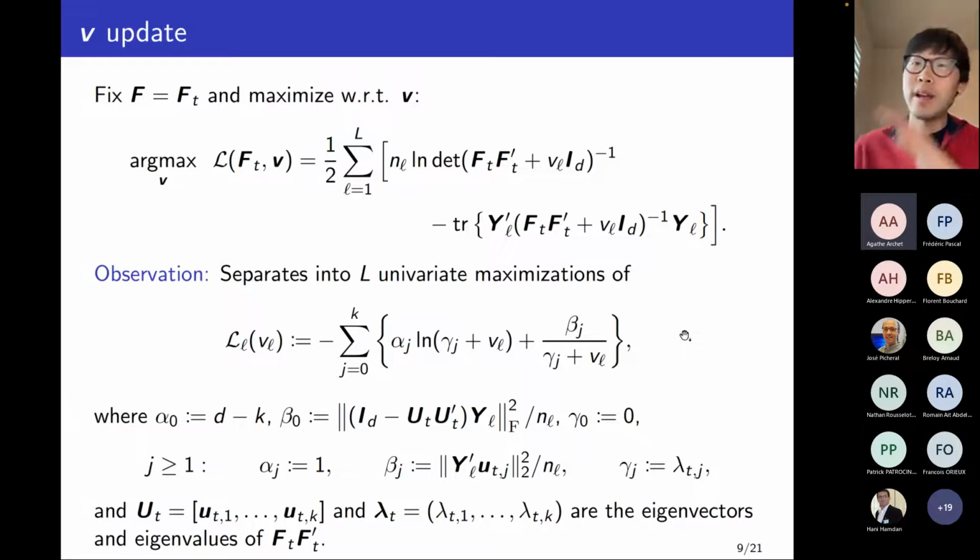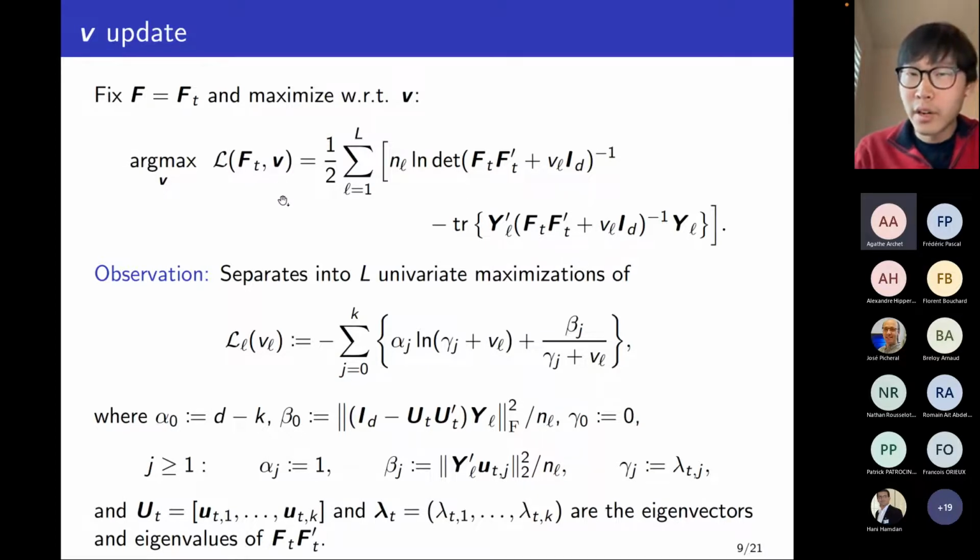So now we're going to fix the factor matrix. Again, this is the low rank signal, which is common to all the blocks. And now we're going to try to update our estimate of the noise variances. Right? So we're going to maximize with respect to V. So that problem looks like this. Okay, if we plug in F_t for F, and now we maximize with respect to V.